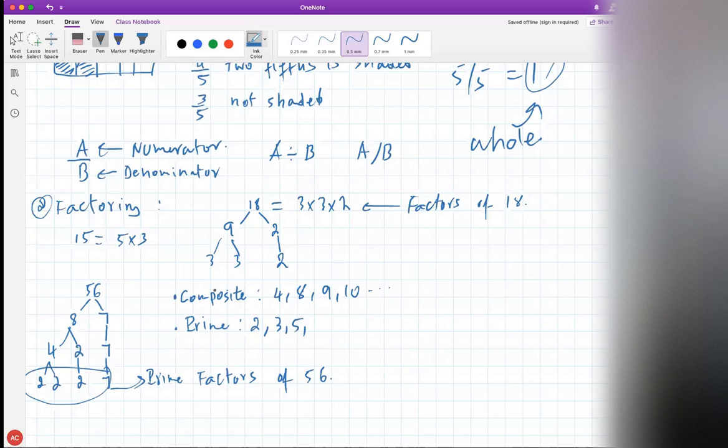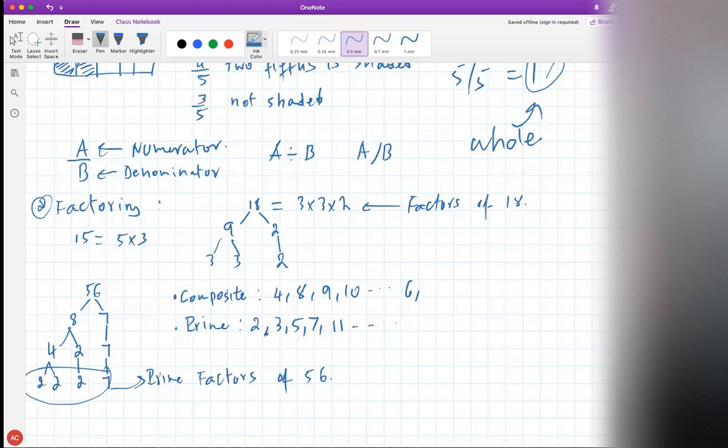What about 6? Is it composite or prime? Composite. That's right. So 6 basically goes here. 7 is prime. That's right. 8 is composite. So 9 also is composite. 10 is composite. What about 11? Is it composite or prime? Prime. We can't break down the 11, so it's prime.